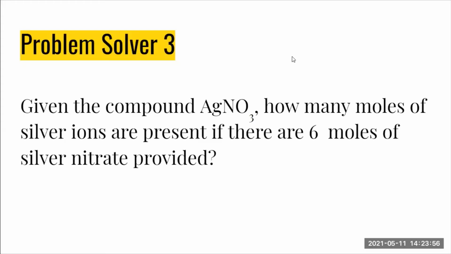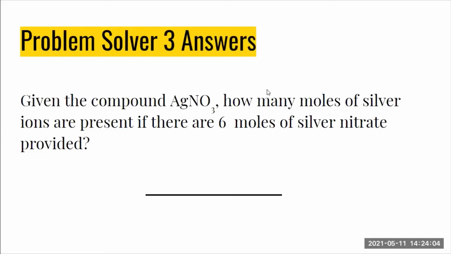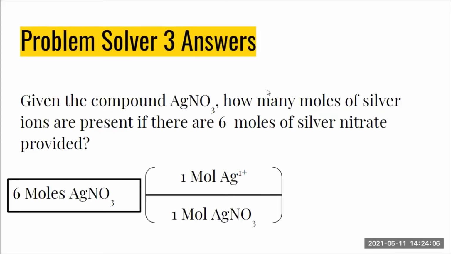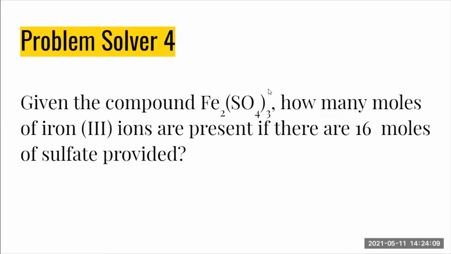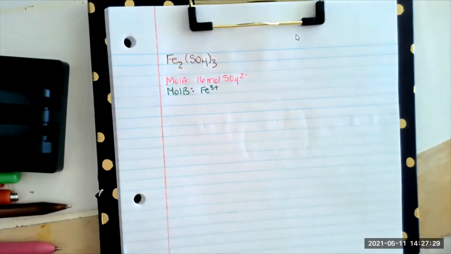Okay, let's do problem solver 3. Given the compound silver 1 nitrate. That's not the right problem solver. Sorry. Given the compound iron 3 sulfate, how many moles of iron 3 ions are present if there are 16 moles of sulfate provided? Okay, let's walk through. You were given a balanced compound of iron 3 sulfate. You were given 16 moles of sulfate, and they want to know how many moles of iron 3.